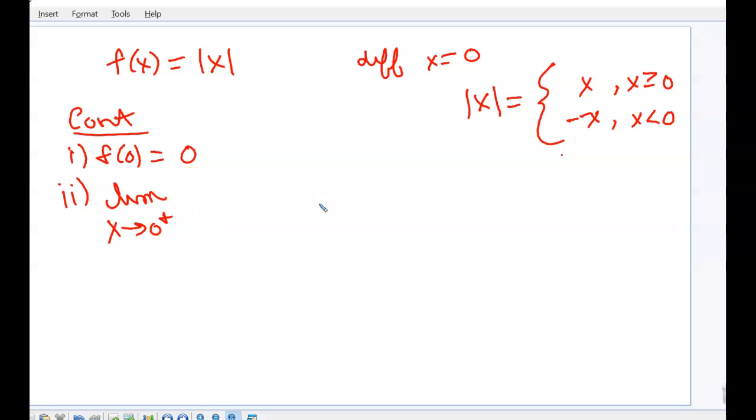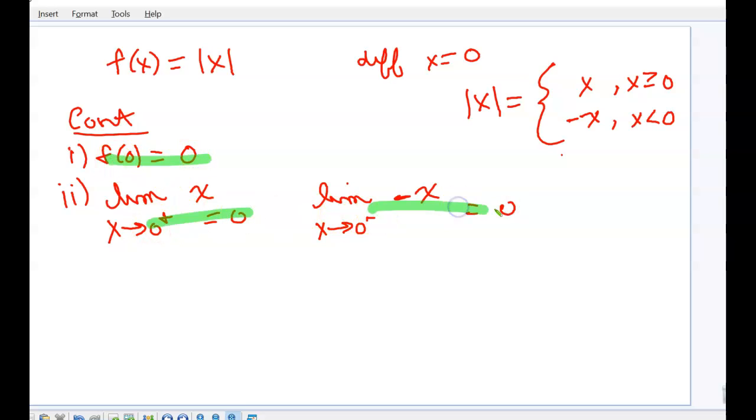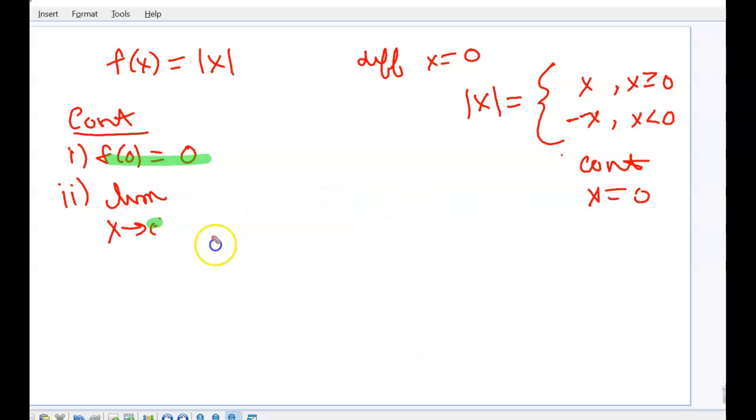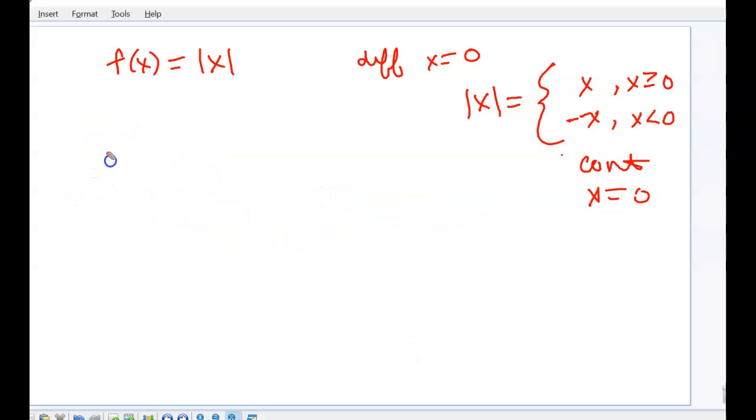Because it breaks at 0, I need to do the limit from the left of 0 and from the right of 0. Coming from the right, I use x. Coming from the left, I use negative x. Plugging 0 in, I get 0 and 0. And since the value of the function equals the limit, which is 0, we can conclude that this is continuous at x equals 0.